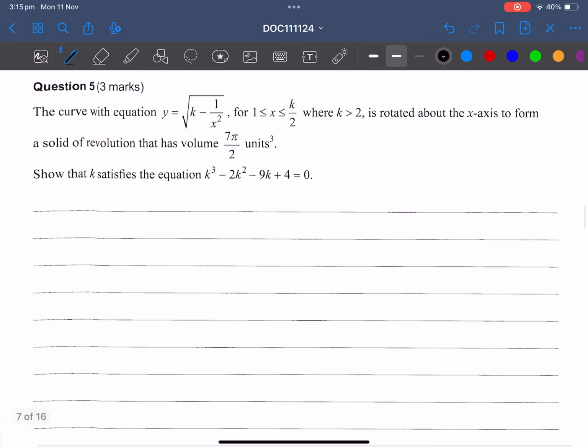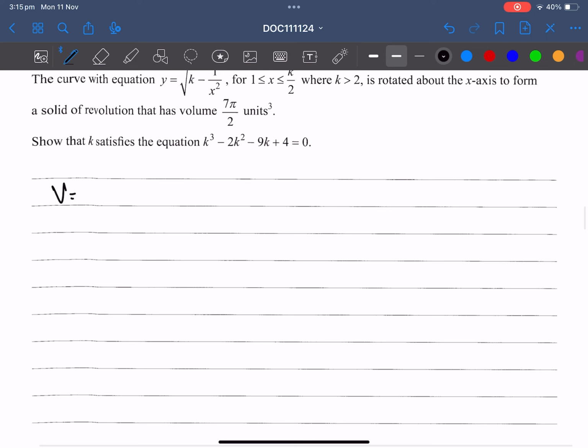Cool. Alright, the curve with this equation, for this domain where k is greater than 2, is rotated about the x-axis to form a solid of revolution that has a volume of 7 pi on 2 units cubed. Show that k satisfies this equation.